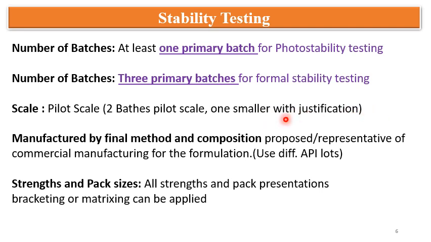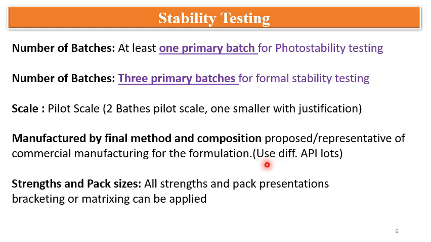But generally the applicants make all 3 batches in a similar batch size, and this is required for all the strengths. Then manufactured by the final method and composition. So the composition and manufacturing process should be final, which is representative of, or proposed for, the same commercial manufacturing batch of the formulation.